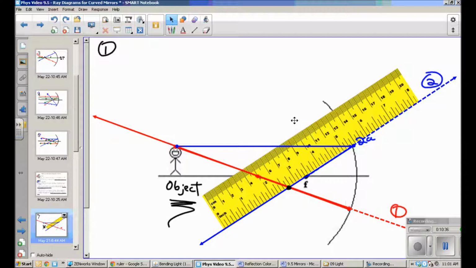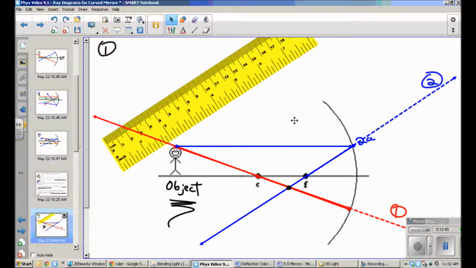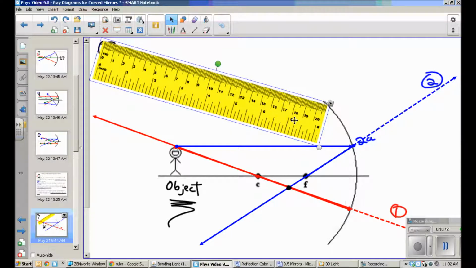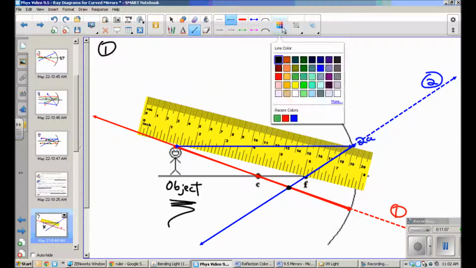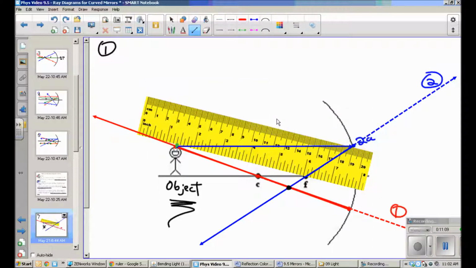Okay, so our third beam goes through the focal point and then parallel. So it says use the ruler to line up the top of the object with the focal point. So remember, we're going to call that good enough. All right, so I've lined up the top of the object with the focal point. Now draw a beam from the top of the object to the mirror. We'll do this one in green. Top of the object, through the focal point to the mirror, like that.